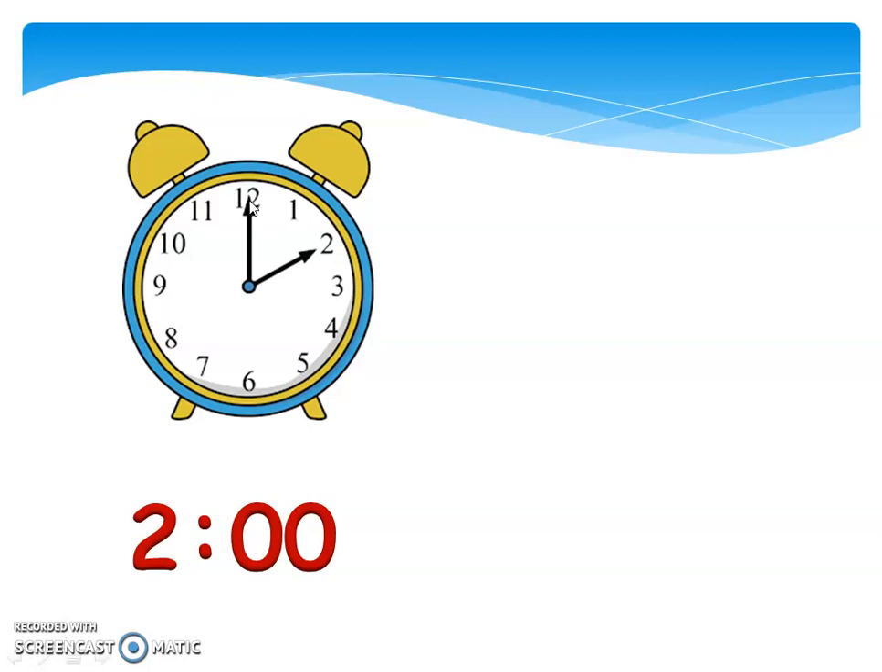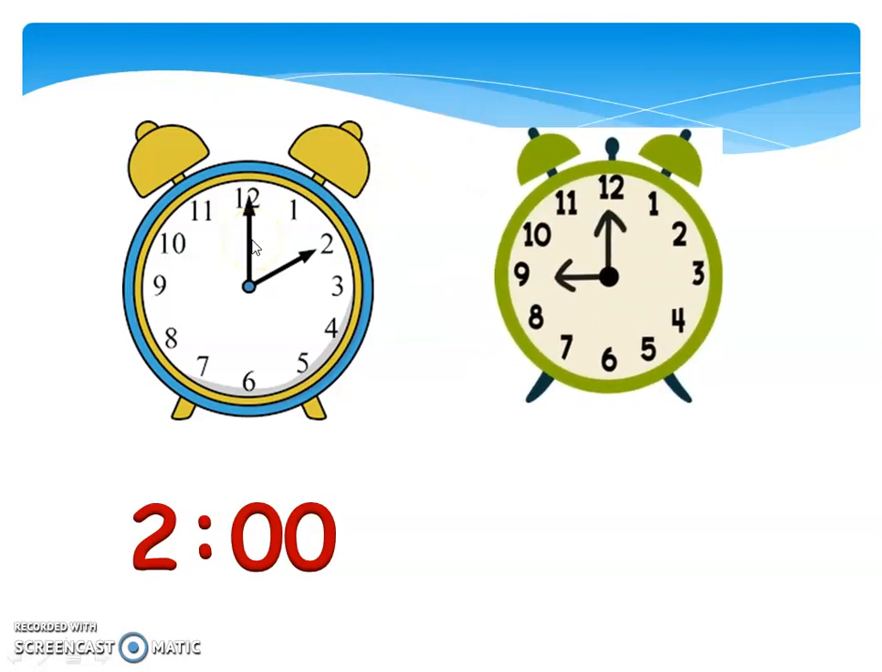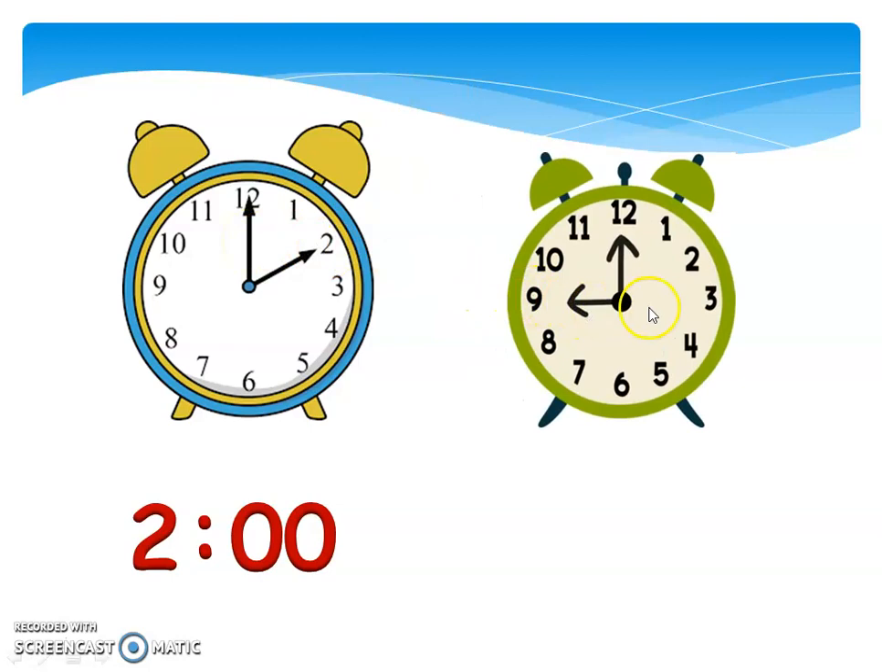Alright? It's 2 o'clock. Alright, another example is this. Okay? Look at the short hand. The first thing that you will see is the short hand, because it tells the number of hours. So, the short hand is pointing to the 9. Alright? So, 9. And the long hand is pointing to the 12 again. So, if you're going to write it down, that means 00. It means o'clock. Alright? So, we will read it as 9 o'clock.